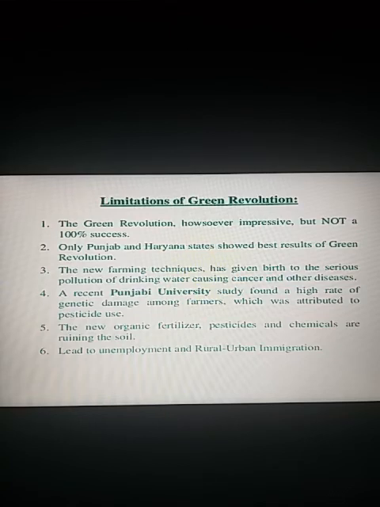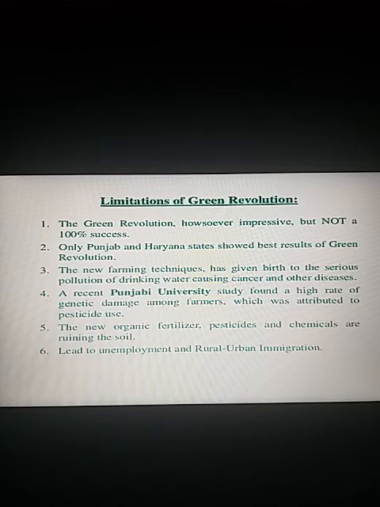The new farming techniques have given birth to serious pollution of drinking water, causing cancer and other diseases. You know that Green Revolution involved use of chemical fertilizers and pesticides, and excessive pumping of groundwater. As a result of use of these chemical fertilizers and pesticides, remember, drinking water became totally polluted. In turn, it led to serious diseases like cancer and other diseases.